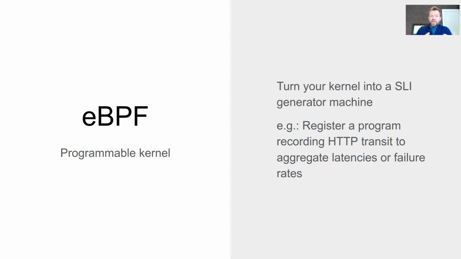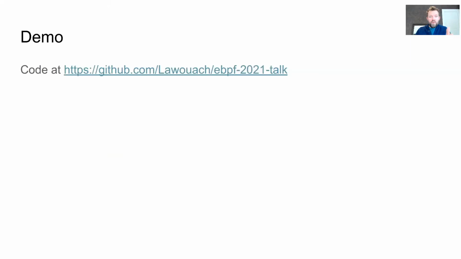Well, because you can program the system to raise some signals and some events, you can turn your kernel into a service level indicator generator machine. You just capture, for example, HTTP transit, and you measure things like latencies or status codes and stuff like that. That's exactly what we're going to see in the next demo, which you can find on GitHub.